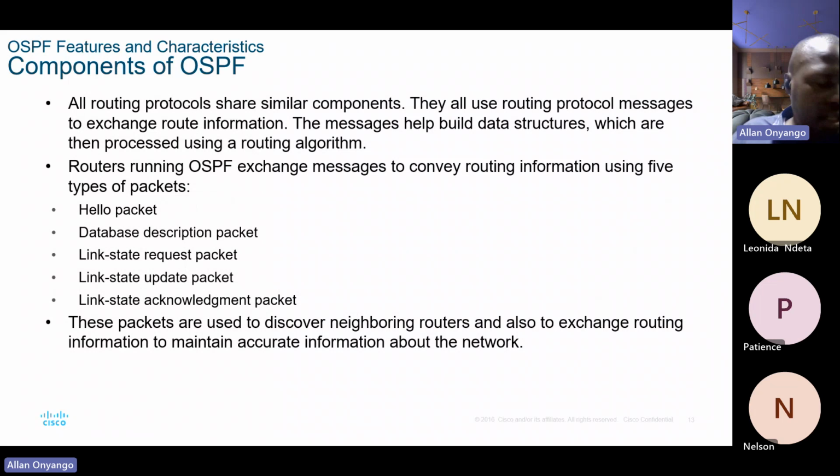Now, let's talk about some components of OSPF. The first thing I want you to note is this.